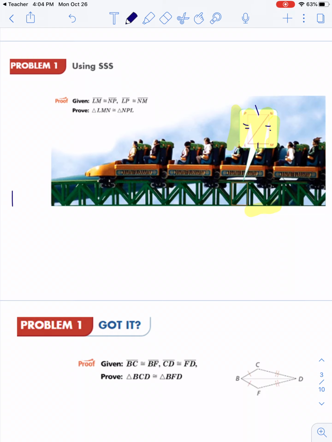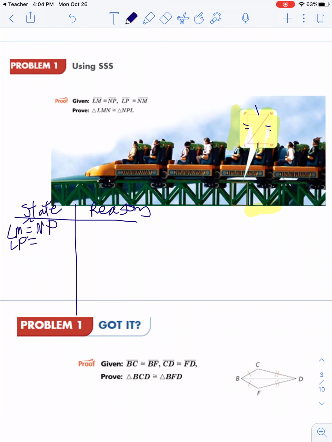Sorry about that, getting my diagram here. So what I need is 3 sides. I've been given, in my statements and my reasons, LM is congruent to NP, and that LP was congruent to NM. And that would be given.